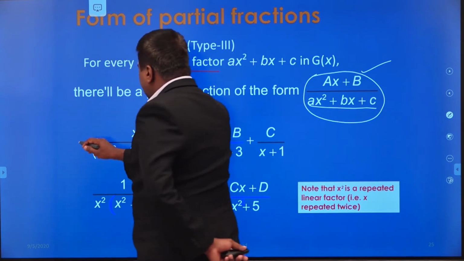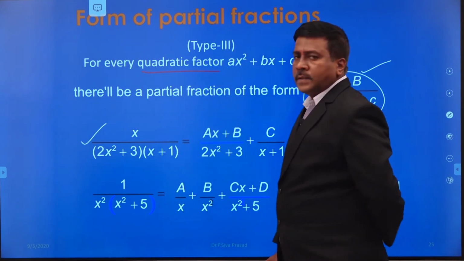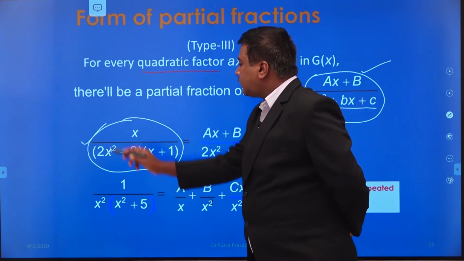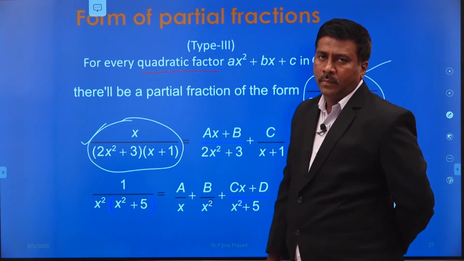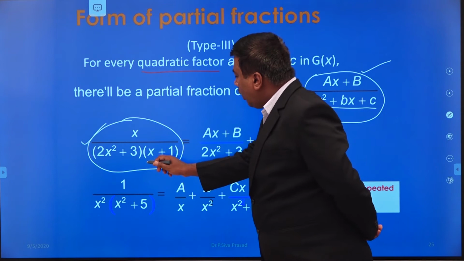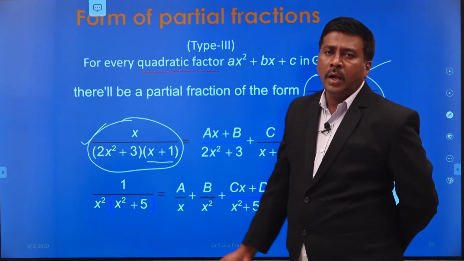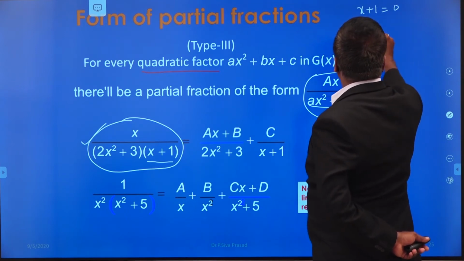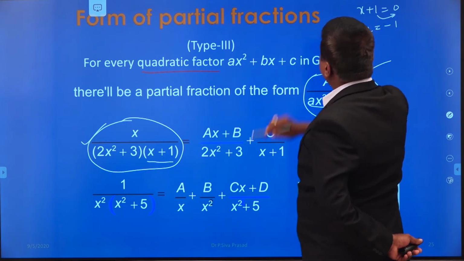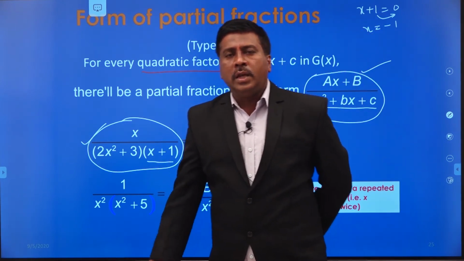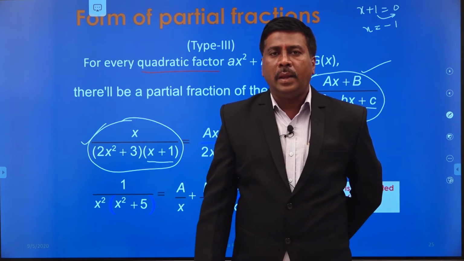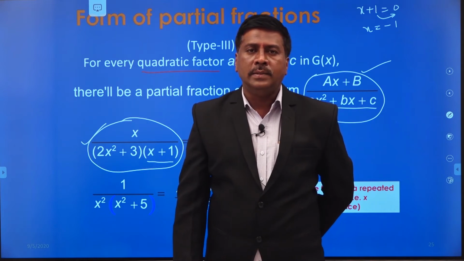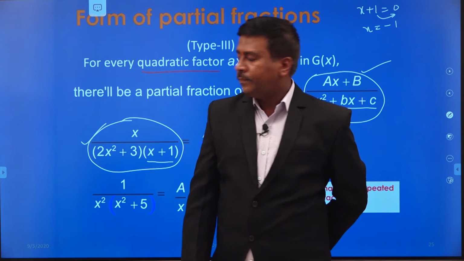Now let us see this example. Suppose in the problem we have x by 2x square plus 3 into x plus 1. The denominator has x plus 1. So x plus 1 equal to 0 gives x equal to minus 1. You bring the 1 to the right hand side and easily find the value of x, whether positive or negative. Such factors are called linear factors. These concepts you have seen in the previous lectures.